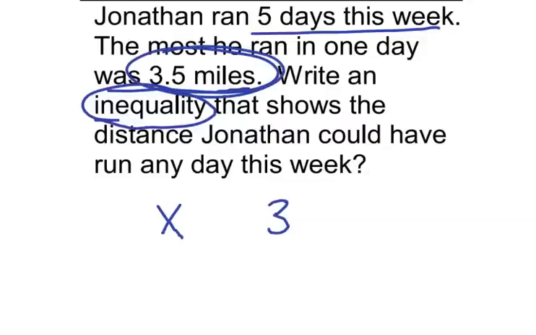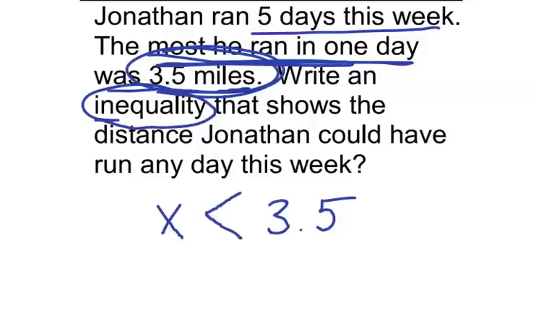The reason why is because I know that's what we're going to be dealing with. Are we talking about more than 3.5 or less than 3.5? And we said Jonathan ran 5 days this week. The most he ran in one day was 3.5. So X is going to have to be less than, so the miles he ran is less than 3.5.